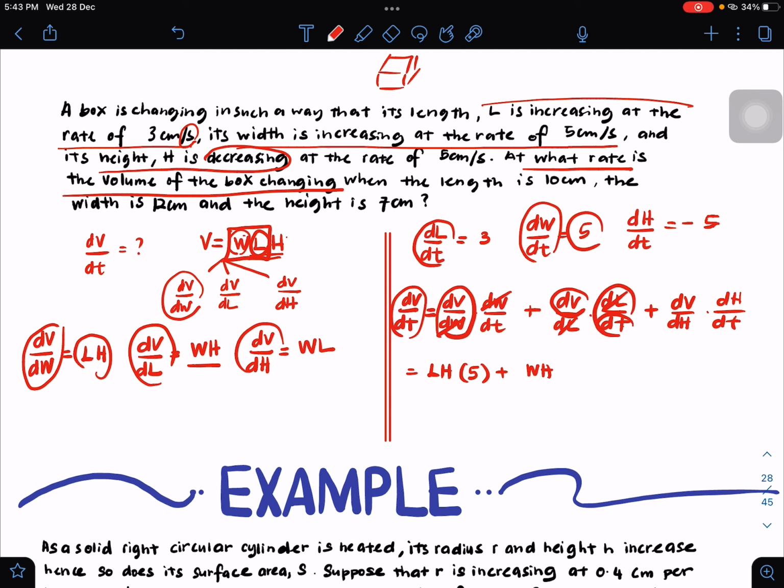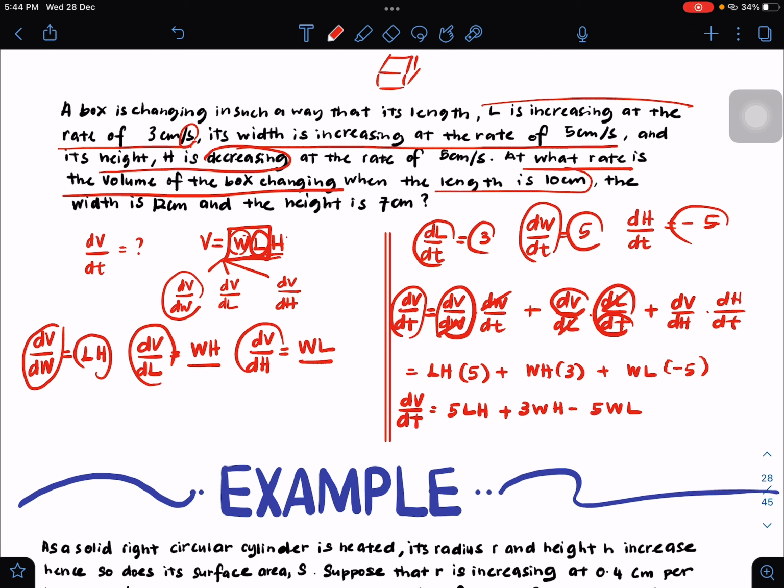Apa kita punya dL dt? dL dt kita adalah 3, tambah dV dH kita adalah W darab dengan L, dH dt kita adalah negatif 5. Okay, so ini adalah kita punya dV dt yang kita nak cari tadi, which is 5LH tambah 3WH tolak 5WL. Okay kelas, L ini length, H itu height, W itu width, semuanya diberi.